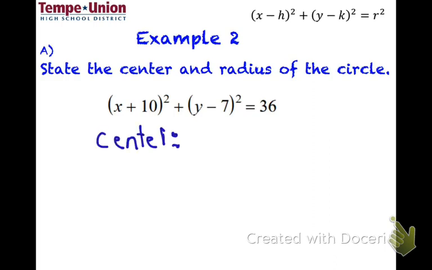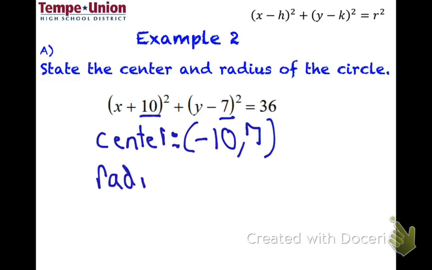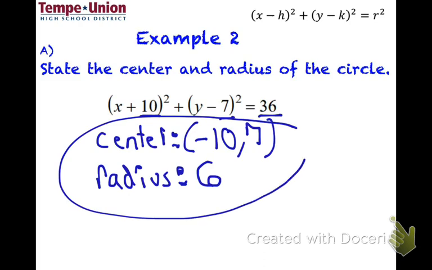Working backwards. So this has a plus 10, so that must mean the h part of the center there is going to be negative 10. And then this is already set up as y minus, so that means we just leave it as a 7. So negative 10, 7. And then the radius is, remember, just the square root of this number. So that would be 6. So square root of 36, which would be 6.